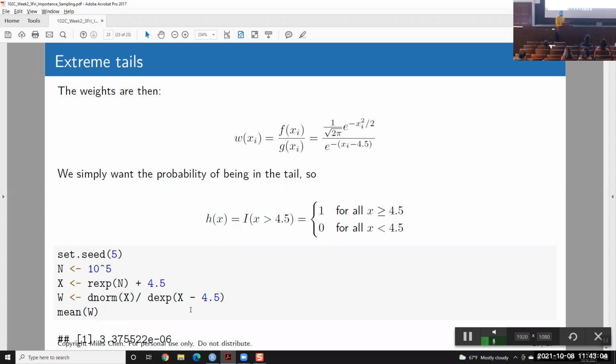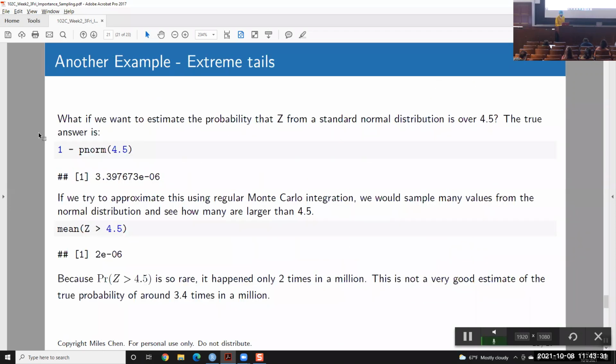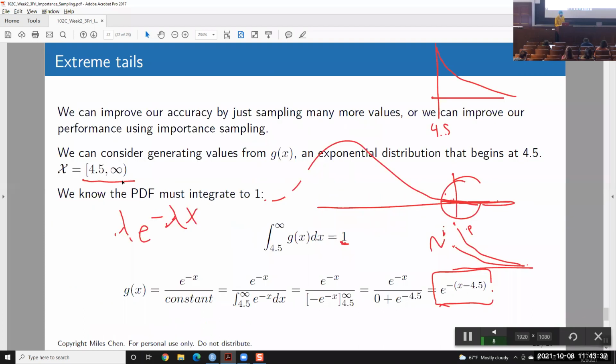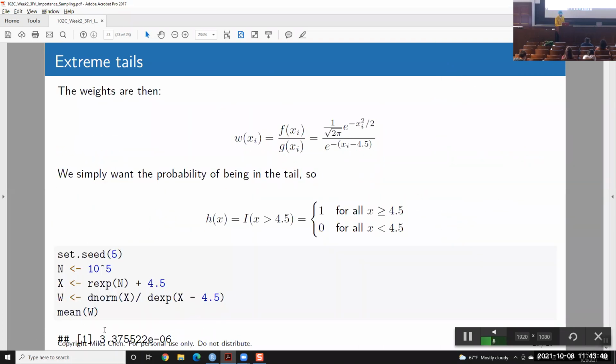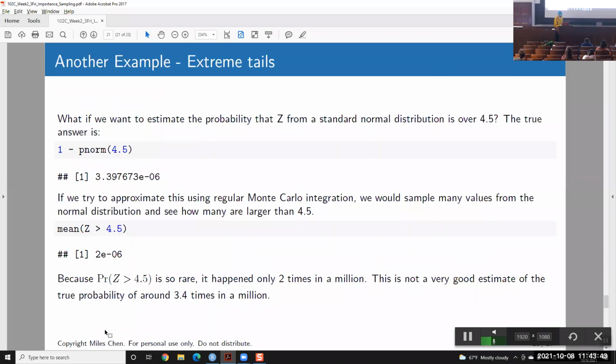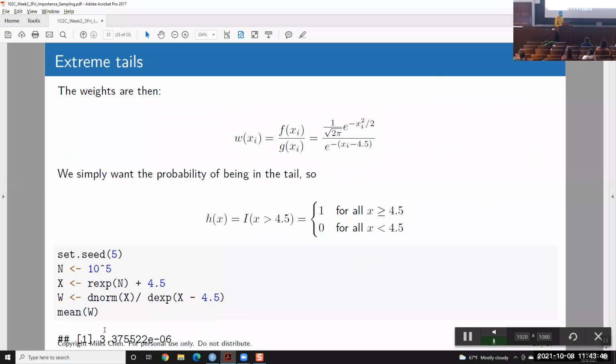And when we do that, I'm just doing W times 1, so it's just W, because this is an indicator function, and it's going to be 1 for all values greater than 4.5, and all of our values are greater than 4.5. So we get 3.375 times 10 to the negative 6. Compare that to the pnorm, which is 3.397 times 10 to the negative 6. So we're getting something a lot more accurate: 3.375 versus 3.397, times 10 to the negative 6.